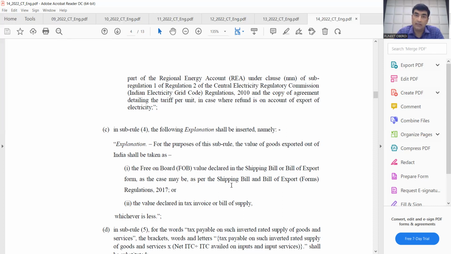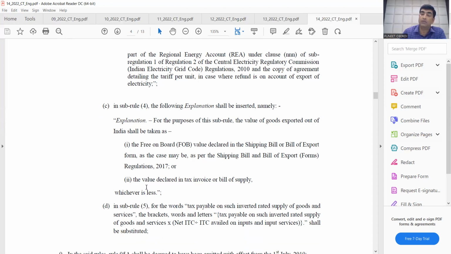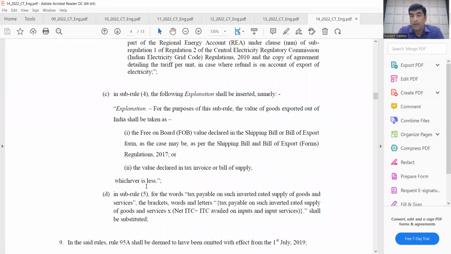So to put that to rest, and definitely putting that to rest in favor of the department only, as per their own wisdom and calculation, they have now included this FOB value as part of the rule only. Now they say that the value of exports for the purposes of that formula will mean the FOB value declared in the shipping bill or the value declared in the tax invoice or bill of supply, whichever is less.